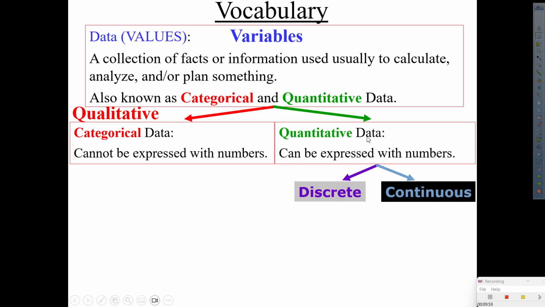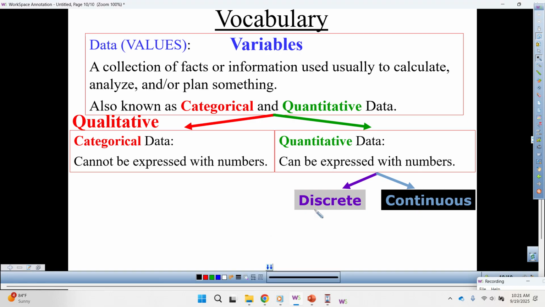Once again, quantitative data can be broken down to two, discrete versus continuous. Quantitative data can be broken down to what? Discrete versus continuous. Let me explain one from the other. Look up, please. Discrete data is, check this out, I'm going to write it underneath, data that can be counted or totaled.